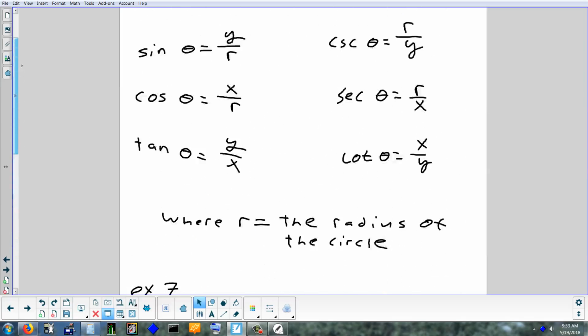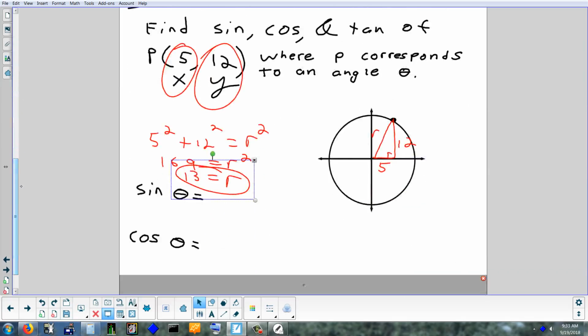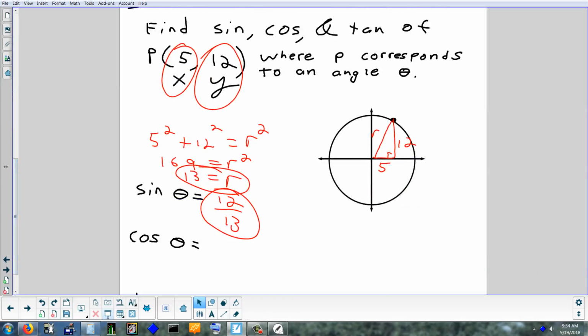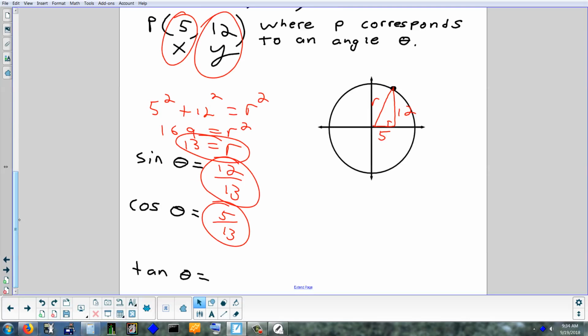Okay, so now we go back up. Sine is y over r. So 12 over 13. Okay, what was cosine? Yep. So it's x over r, which is 5 over 13. And tangent? What was that one? Yep, 12 over 5. Same as it always was, 12 over 5. And that's it. Those are your 3 answers.